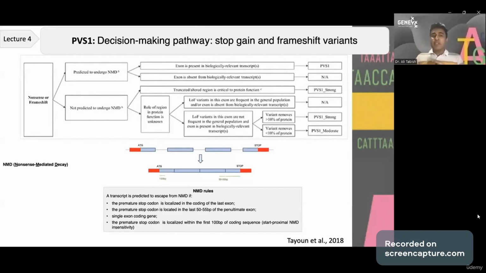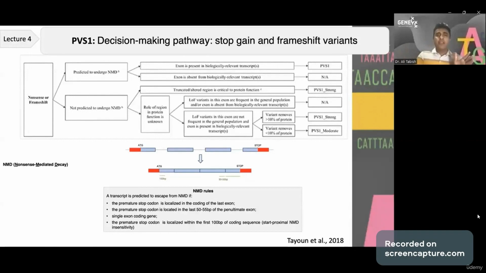And a transcript is predicted to escape from NMD, so NMD will not happen, if the premature stop codon is localized in the last exon. If this loss of function is in the last exon of the gene, NMD will not activate. There will also be no NMD activation in the cells if it's within 50 to 55 base pairs of the penultimate exon, so one exon before the last exon. If it is in that range, again, NMD will not happen.